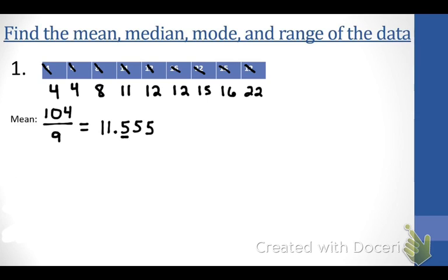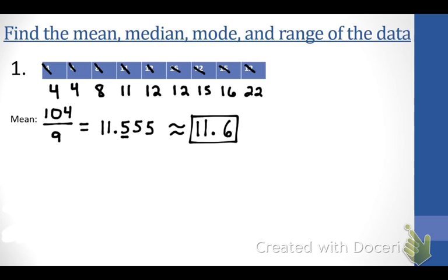Remember, the tenths place is right there to the right of the decimal. So if I rounded this to the nearest tenth, what is my answer, guys? 11.6, because it needs to go to the nearest tenth. Then go ahead and box in your answer, because that is what our mean is.